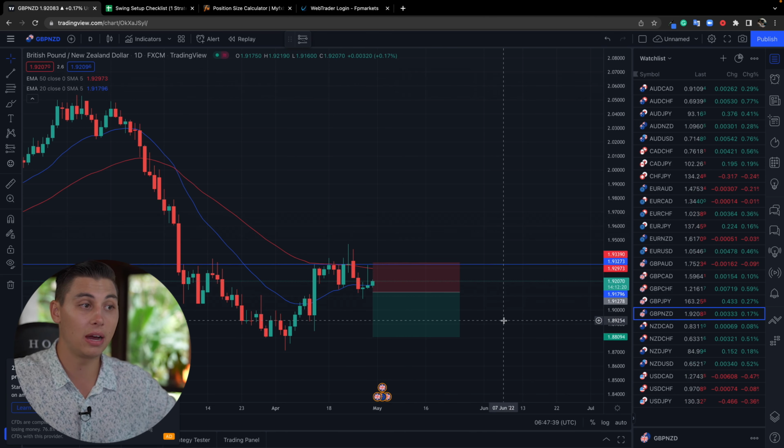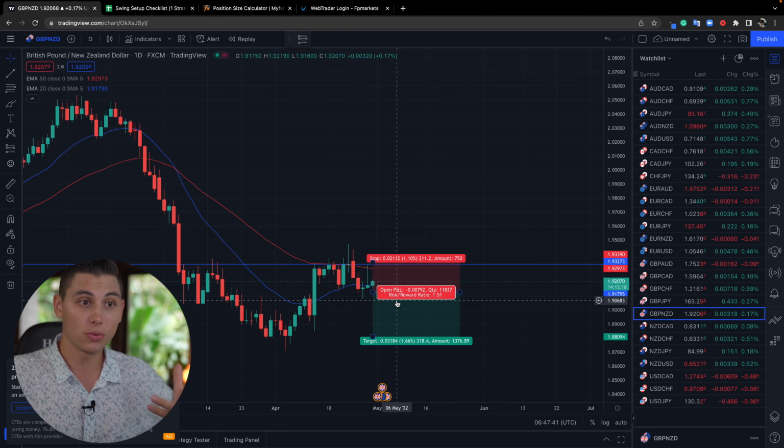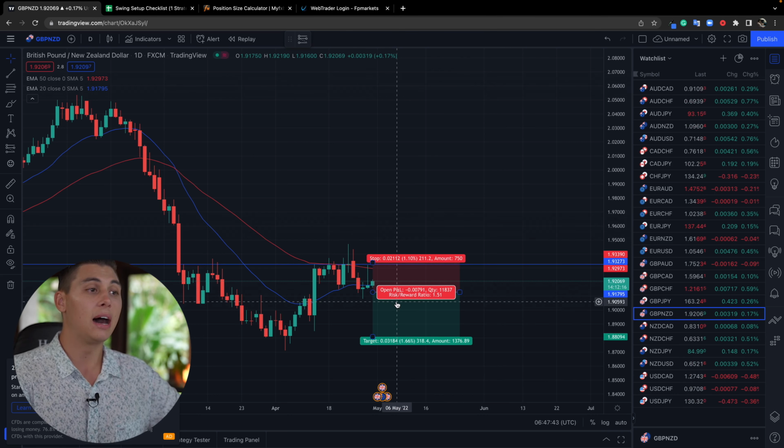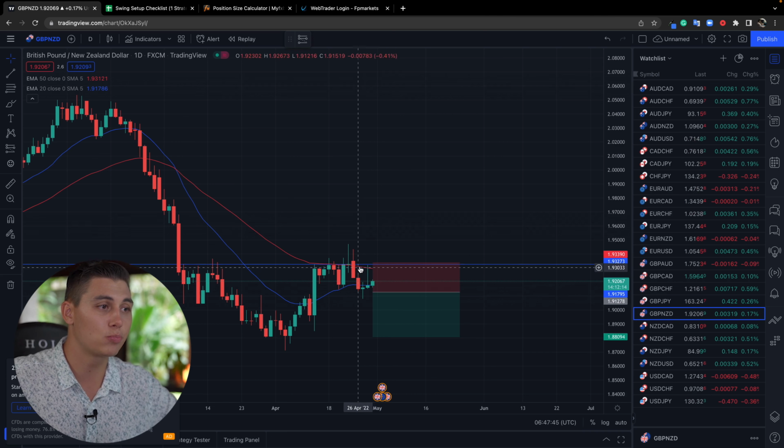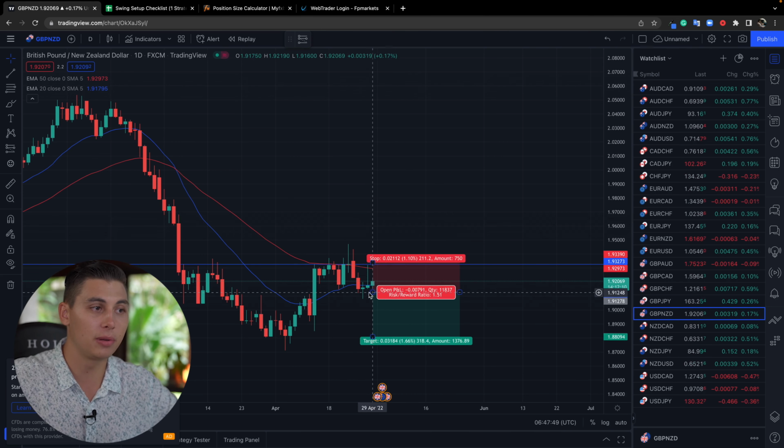But for now, this is what we like. We like the setup. This is what we're going to execute on, right? So how does the execution work? Remember, our stop is protected up here and our entry is down here. Why is our entry down here below the nose?